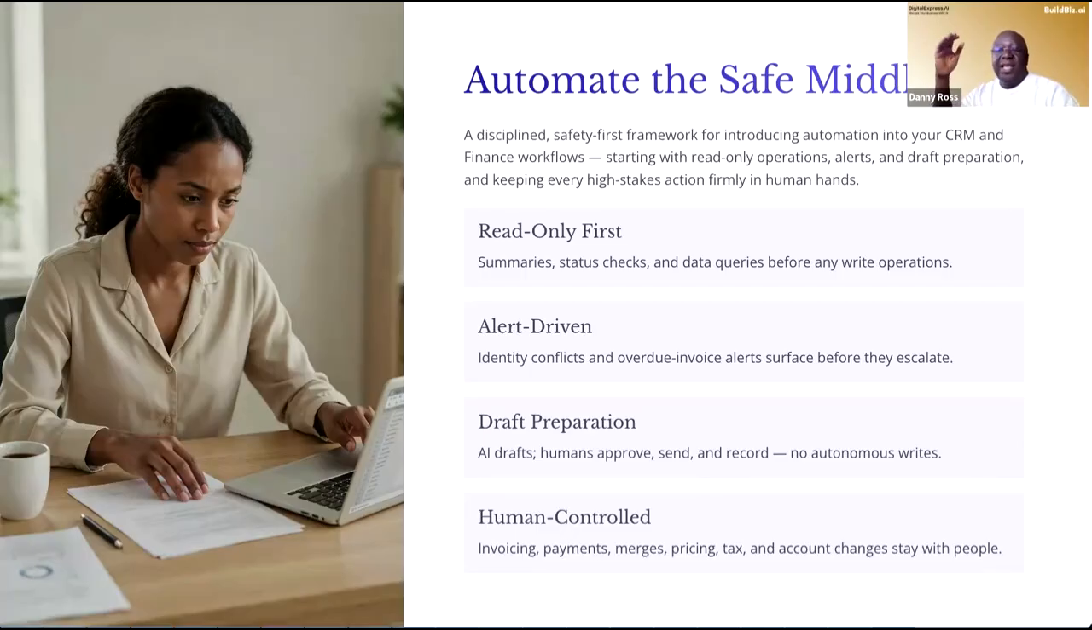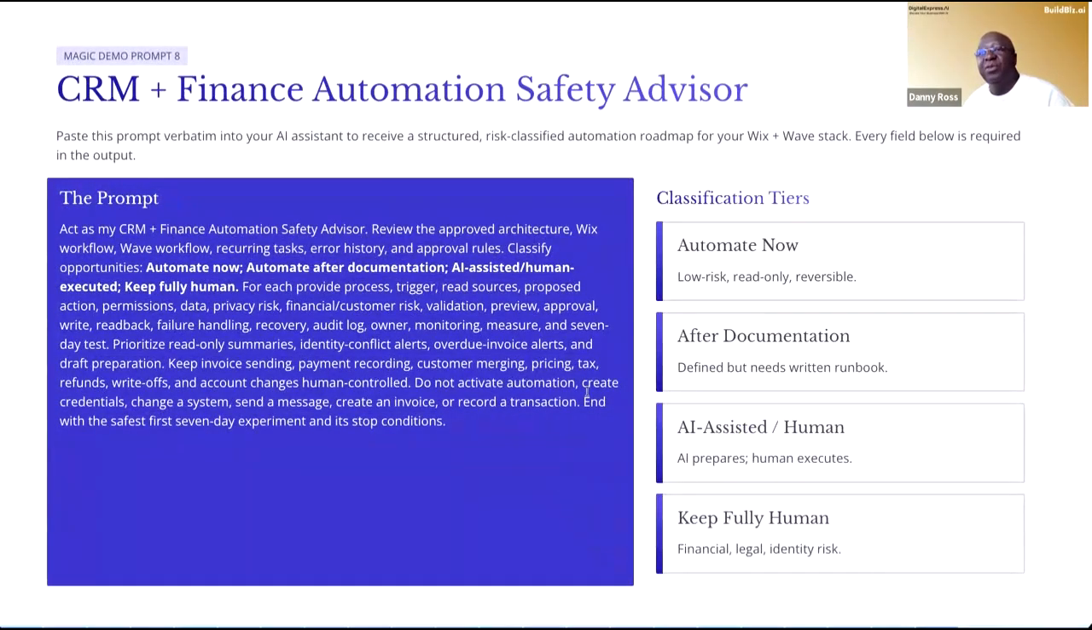You could easily have it prepare everything, get your logo in there, get all the data in there, just scan it quickly before the AI executes. And then once you have everything in place, you go ahead and click that checkbox and it goes on its merry way. And so the final prompt, as far as the CRM system: review the approved architecture, automate now, automate after documentation, go through each step.